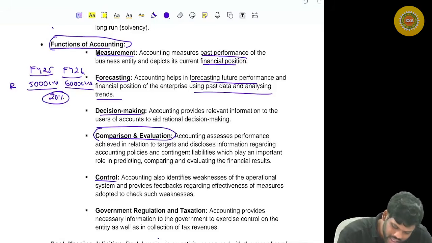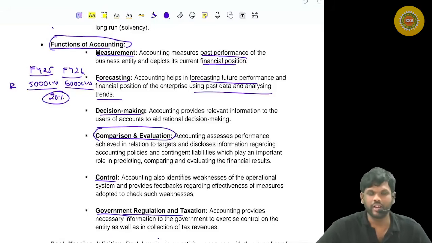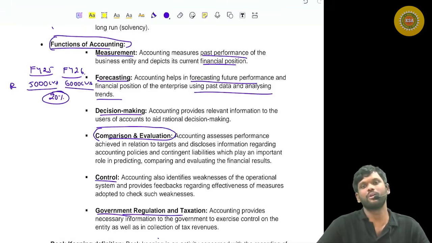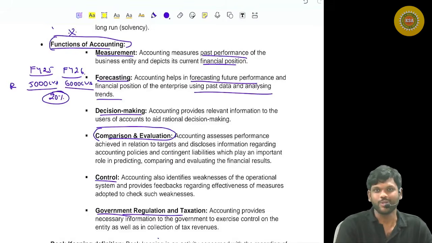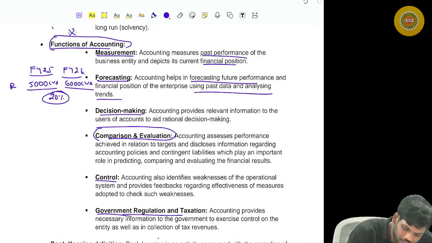And last, it even facilitates government regulation and taxation, because financial statements will give us profits, which will be the basis for calculating taxes. And also government will get a lot of necessary information from your financial statements. These are the functions of accounting. So, clearer? See the heading also, and based on that I want you all to learn this.